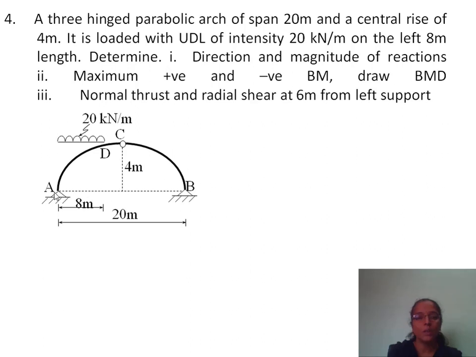Okay, so it is subjected to only 8 meters. So that means it is a case of partial UDL. So let us take the point where the UDL ends on the arch. Let us take it as point D. Okay, so that is the given problem.